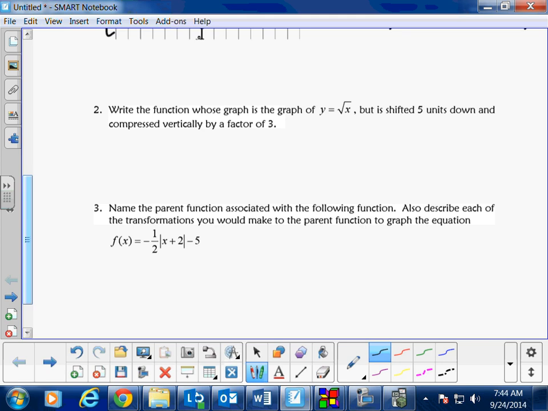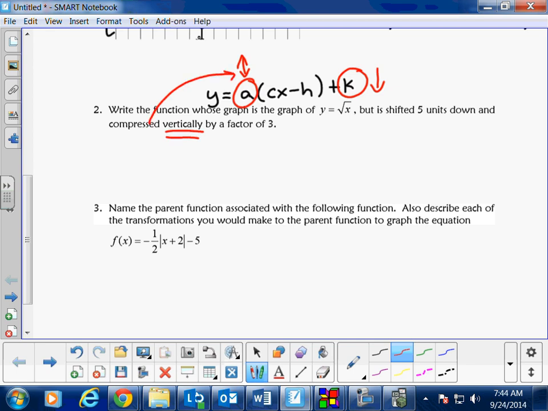Now with this one, I'll take you back to our general equation, a·√(cx − h) + k. Now, shifting down means I'm going to use this. We'll call this a shift down. And compress. Now, the important word here is vertically. This compresses or stretches vertically. So this is the part that when you're talking about compression or stretching is being caused. Now, in order to compress something by a factor of 3, that means for this one, I'll have an A here, which is going to be my 3, and then a plus.